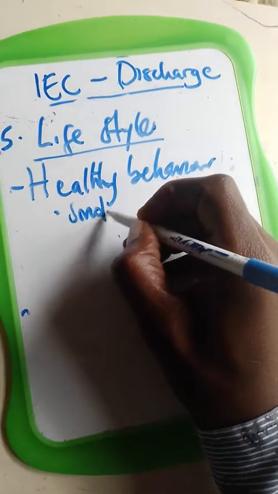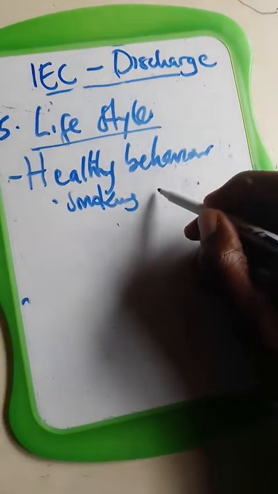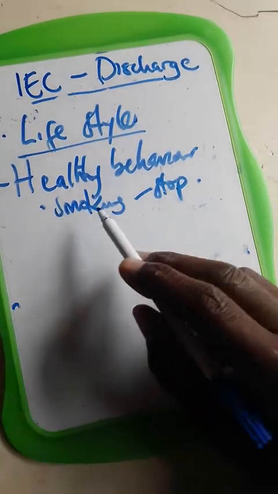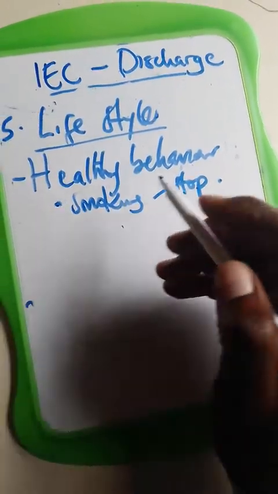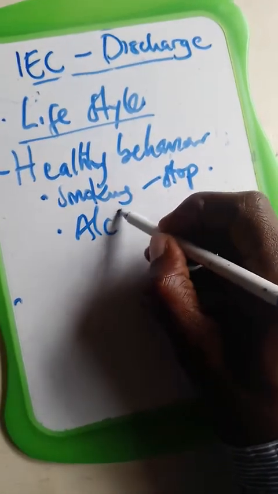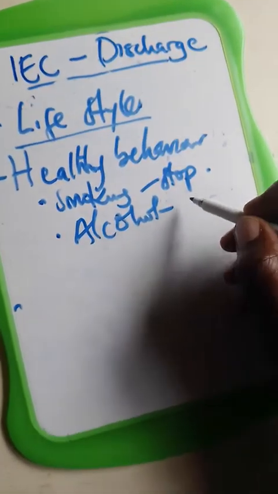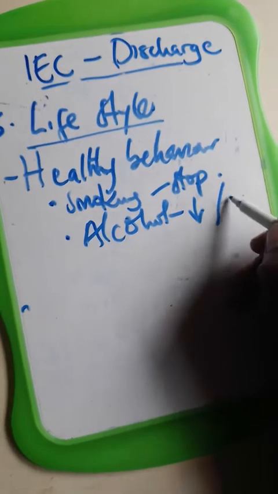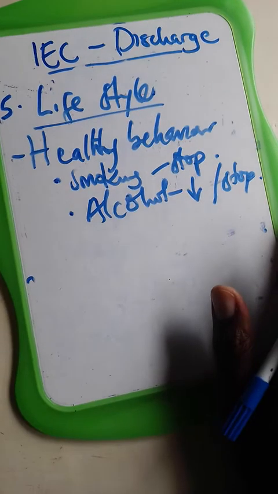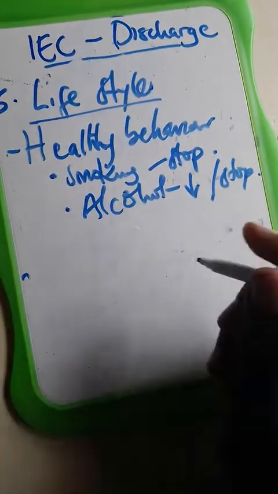You need to talk to this patient. If smoking is affecting their health, you need to tell them to stop smoking, and encourage them to stop so that their health improves. If it's alcohol affecting their life, you need to tell them to reduce or stop alcohol so that they improve or recover quickly. So you need to look at that health behavior.